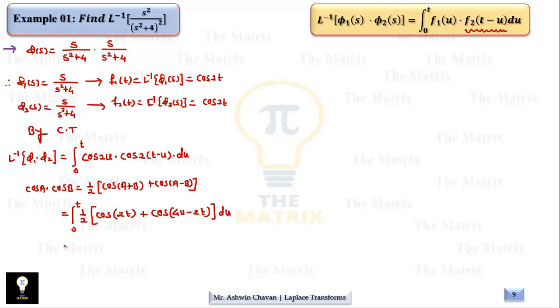Now we can integrate it easily. See, this integration is with respect to u. That's why the first function, which is cos 2t, is purely constant for u. So it remains as it is, just like the integral of 2 is 2u with respect to u.